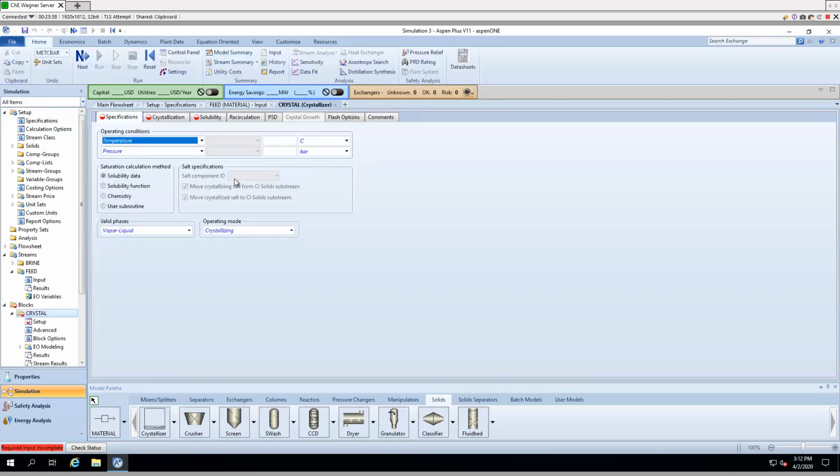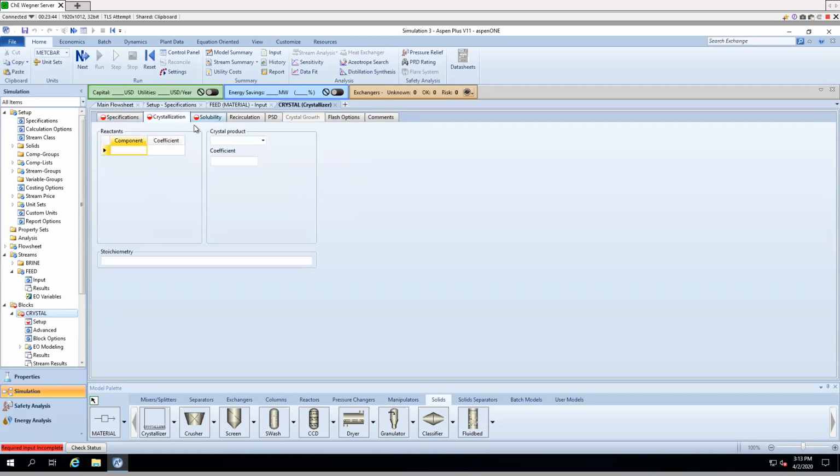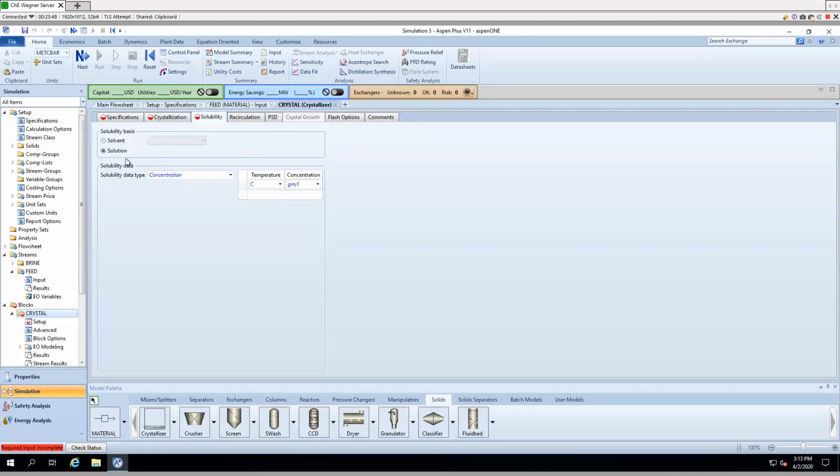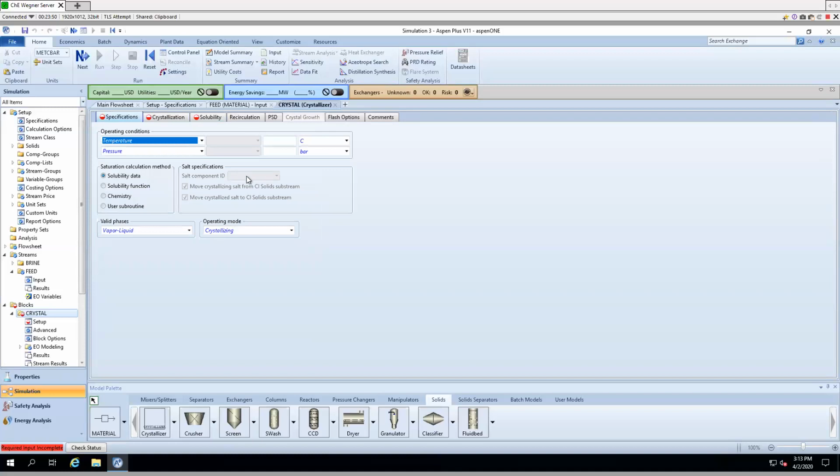And this is where a lot of people have been getting tripped up, because they see specifications, crystallization and solubility. And they see a lot of this reactance section, and they see the solubility section. They get confused. Well, actually, we don't have to do anything with these. So in our homework, it's still specified that it was 20C, 1 atm operating conditions. Scroll up.